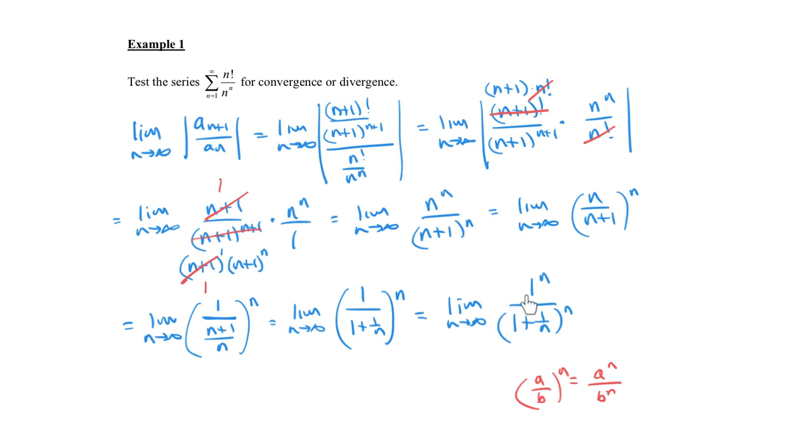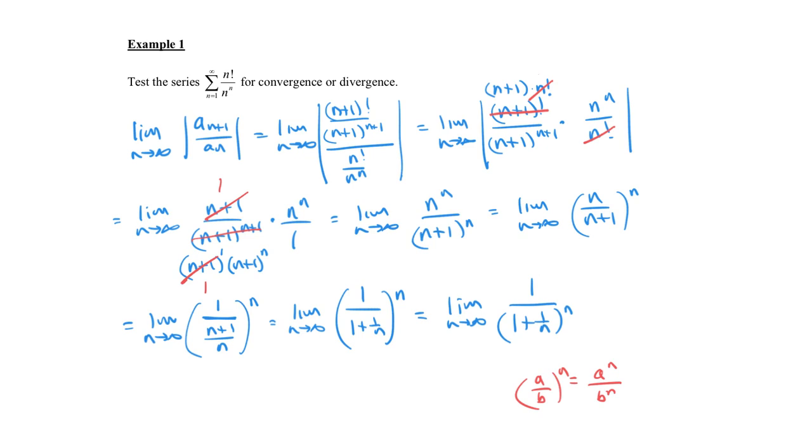But now this is the actual number 1. It's not a function approaching 1. It's just 1. So 1 to the n power, that's just 1. So I don't really even need this n. I'm just going to get rid of this n. 1 to the n is just 1.